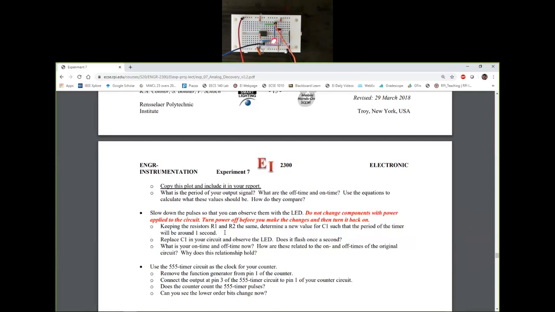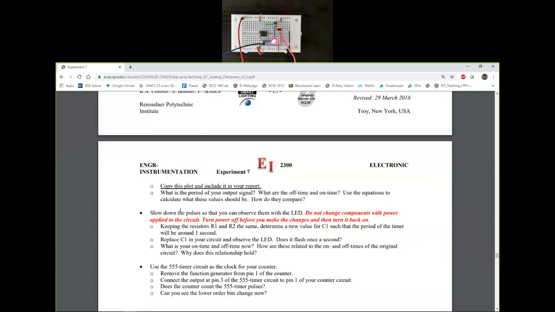Because we will have a bigger capacitor now, it takes longer to charge up and charge down. So it takes longer to reach 2/3 VCC and discharge to 1/3 VCC, thereby making the time period longer, 1 second. The frequency becomes slower. So let's try to do that.